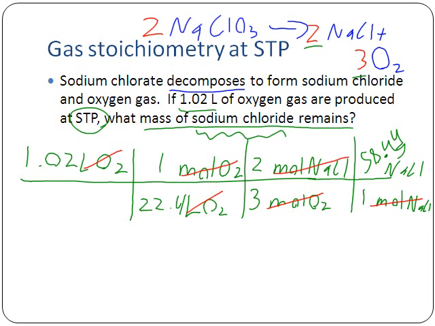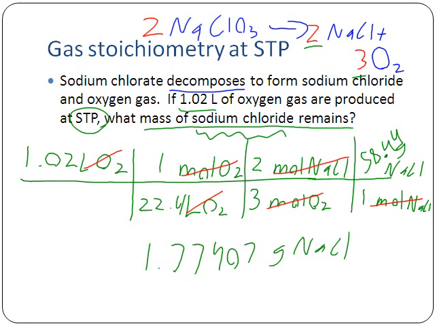And now all we have to do is we simply have to basically do the math on this. And so we'd multiply across the top. So you'd say 1.02 times 1 times 2 times 58.44, and then on the bottom divided by 22.4 and divided by 3. And so in this case right here, we get a final answer of 1.77407, and the units here are going to be grams of NaCl. And so that's our answer here.